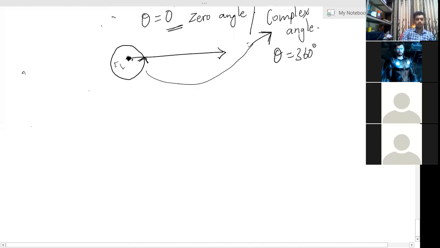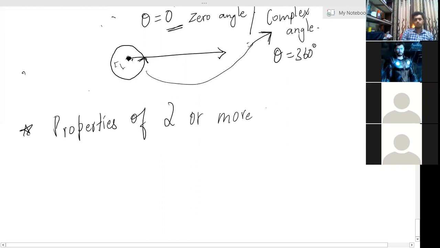Now those are the different types of angles. Now let's come to some properties of two or more angles. Complementary angles, all that will come in these properties of two or more angles.